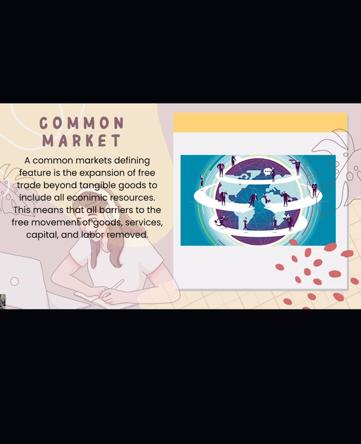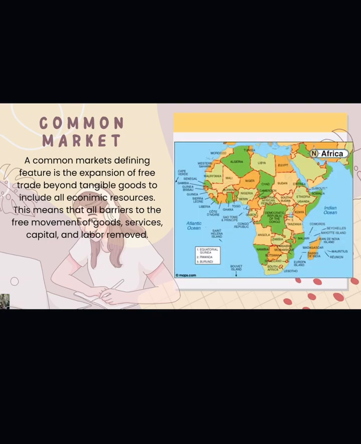Okay, now another form is the common market. The common market's defining feature is the expansion of free trade beyond tangible goods to include all economic resources. This means that all barriers to the free movement of goods, services, capital, and labor are removed. A common market in East Africa was a result of an expansion of the existing customs union, which was established in early 2005, and that again is an example of a common market.